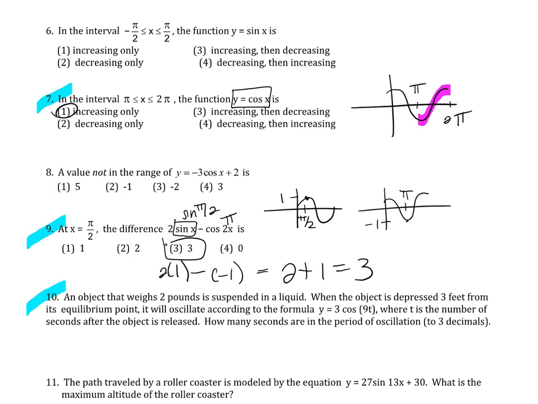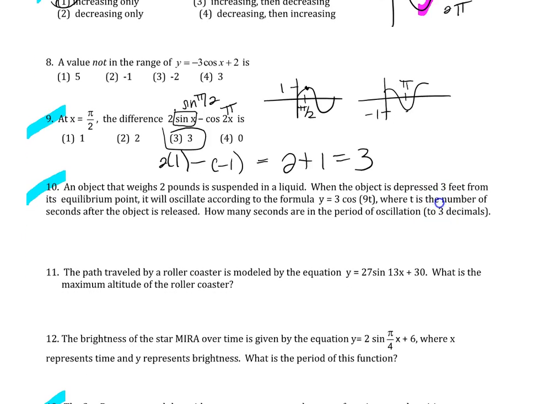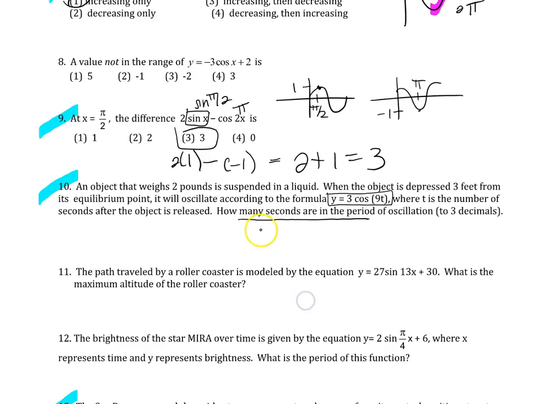Alright, an object that weighs 2 pounds is suspended in a liquid. When the object is depressed 3 feet from its equilibrium point, it will oscillate according to the following function, where t is the number of seconds after the object is released. How many seconds are in a period? So you need to know that period is equal to 2 pi divided by the frequency, which in this case is going to be 9.